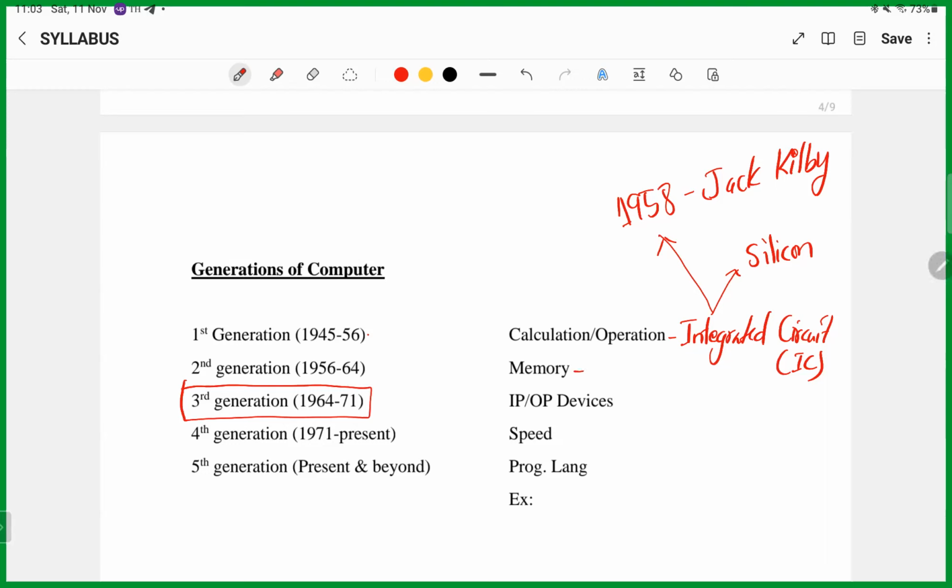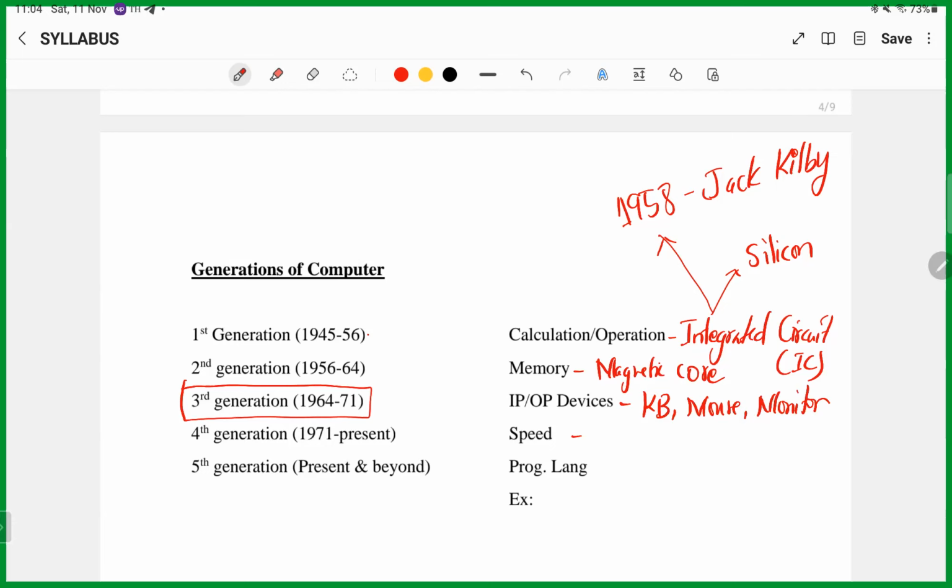Okay. Then talking about the memory, magnetic core. Second generation use ಮಾಡ್ತಿದ್ರು ಅದನ್ನೇ, magnetic core. Then input and output devices. Here we started using keyboard, mouse, monitor. All these things started during this time, third generation. KB is nothing but keyboard, mouse, monitor.